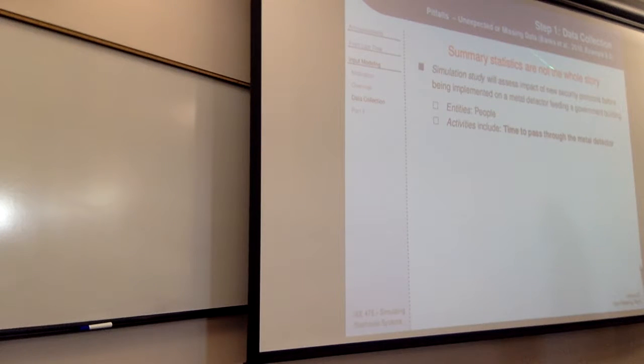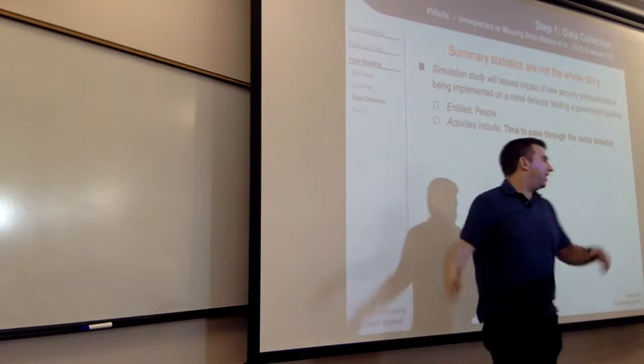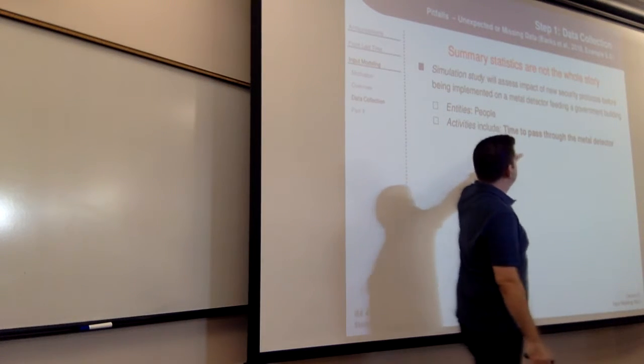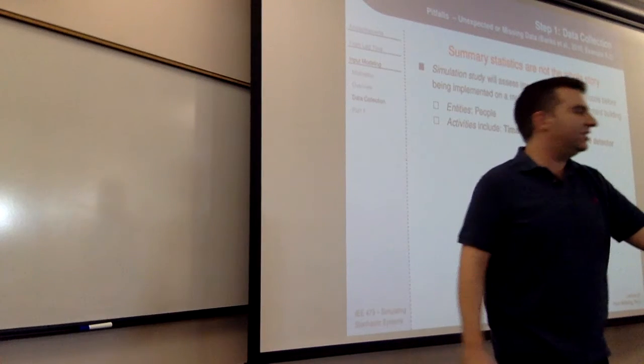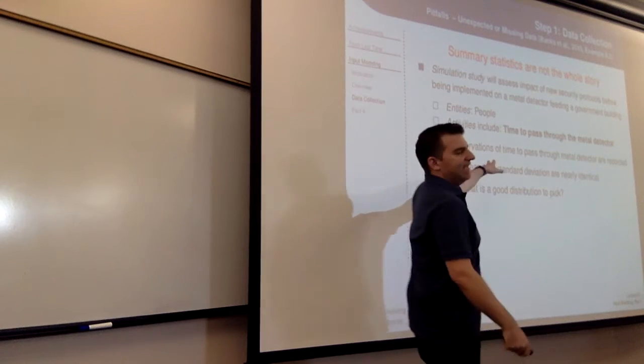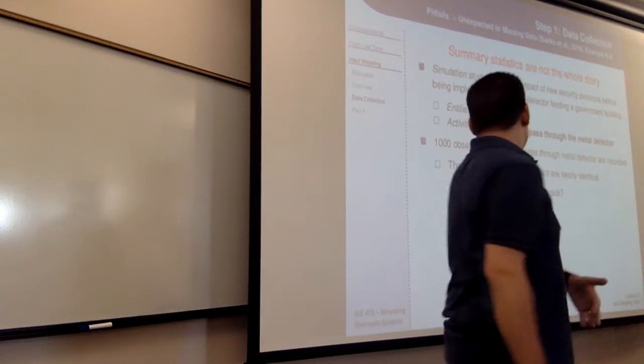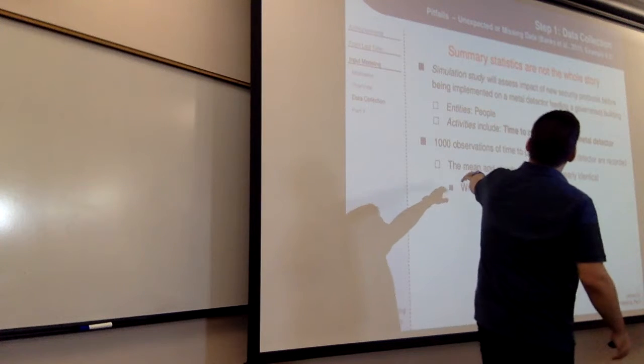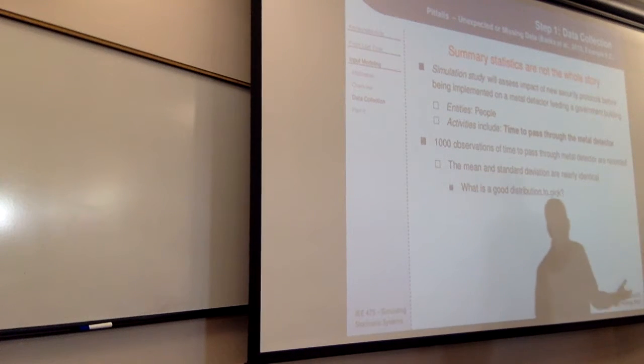The other thing, let's say that you're studying security protocols at a metal detector feeding a government building. And your entities here, so you draw the diagram. Entities are people. The activities are the time it takes to pass through the metal detector. And so you're going to collect 1,000 observations of the time it takes people to walk through the metal detector. And you notice that the mean and standard deviation are nearly identical. So it's almost as if the distribution has a single parameter instead of two parameters.